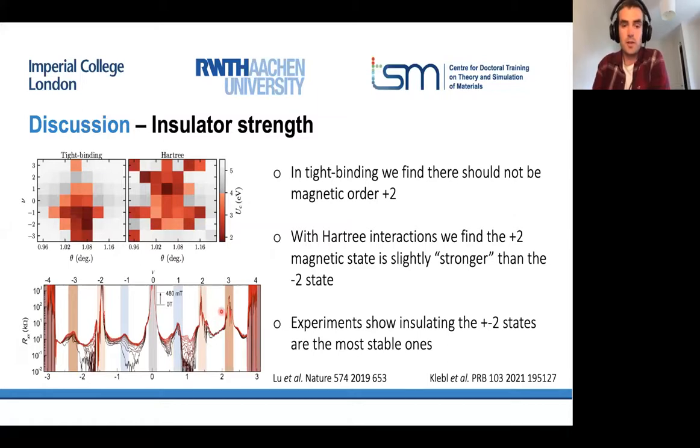So that's clearly quite some bad agreement between the tight binding approximation and experiment. But if we then include our Hartree interactions, what we find is that we do expect some magnetic phases to occur, and this is in better agreement with experiments. Actually, we can do this for pretty much all of the doping levels and find generally the Hartree calculations agree better with experiments than in the tight binding case. For a full discussion of that, you can see our paper in PRB.